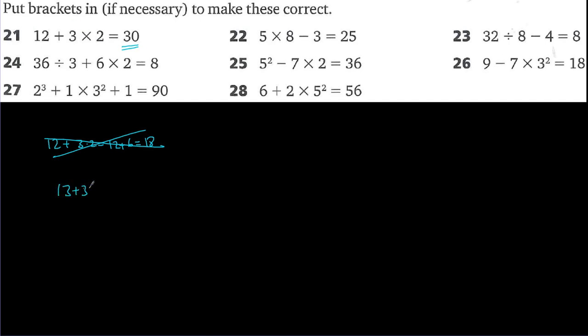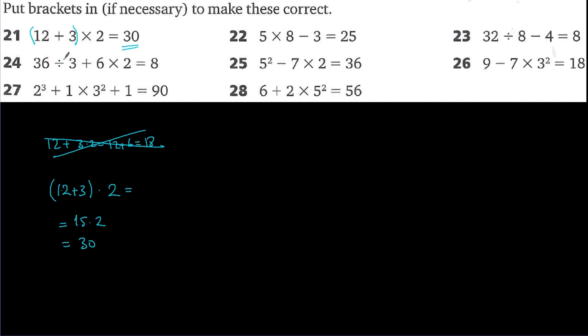12 plus 3 in parentheses times 2. Let's see what is the answer. 12 plus 3 is equal to 15. 15 times 2 is equal to 30. So I got the true answer. That's why the parenthesis should be here. So this is the correct answer for that one.